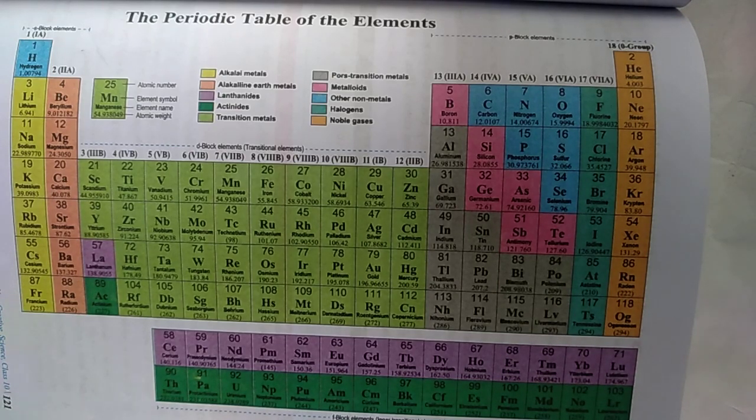So classification of elements means grouping of elements on the basis of similarities and dissimilarities, or grouping of elements on the basis of their properties is called classification.